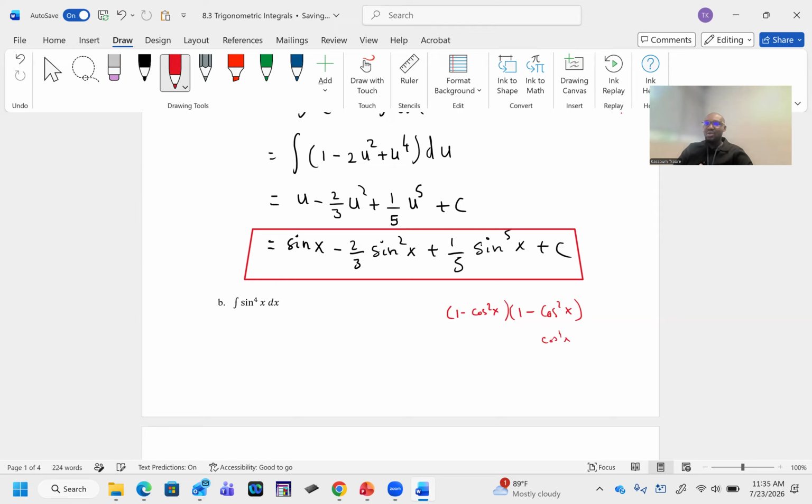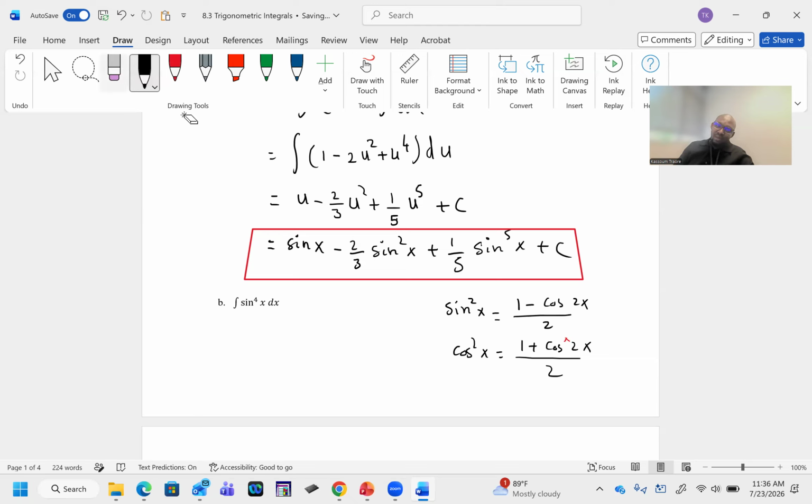So the best way is to use the reduced power trigonometric identities, which is the same thing as the half angle formulas. The half angle says what we know: sine squared of x is equal to 1 minus cosine of 2x divided by 2. And of course, cosine squared of x is 1 plus cosine of 2x divided by 2.